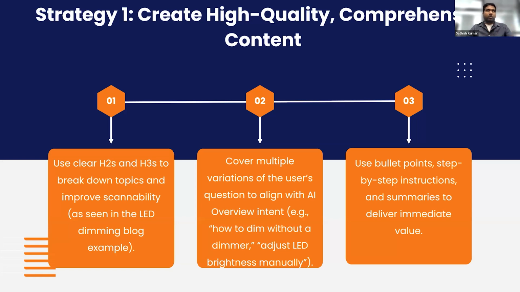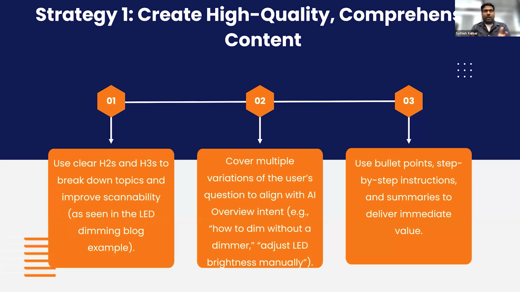Everybody knows there are so many crawler engines coming to your site to scan these things. Previously, it used to be only Google. Now ChatGPT has its own crawler engine, and Perplexity has its own crawler engine. So everybody is coming to your site to get this information. So try to provide those questions and answers in H2 and H3 tags, and try to cover multiple variations.